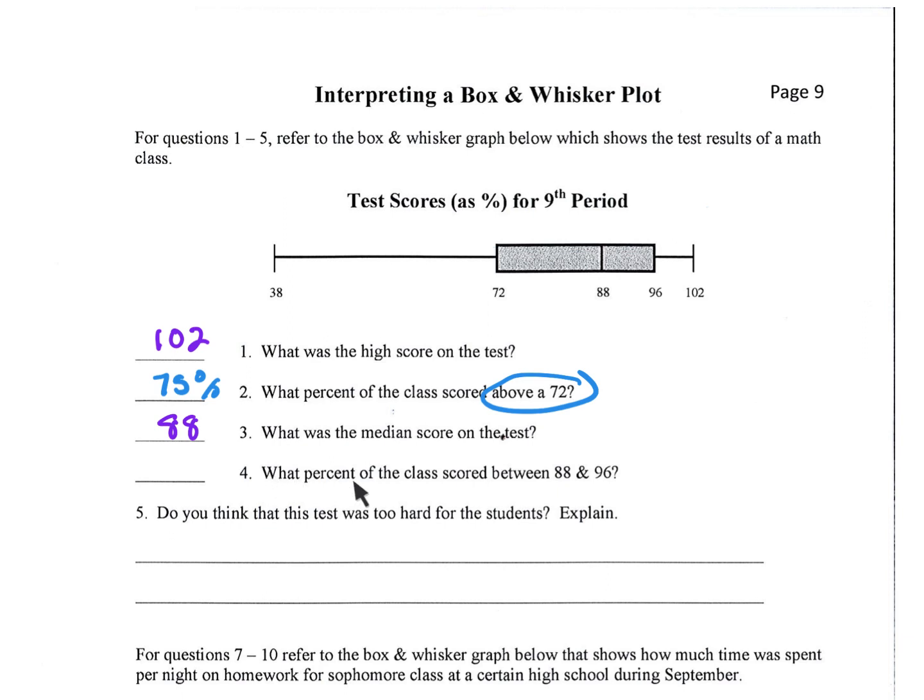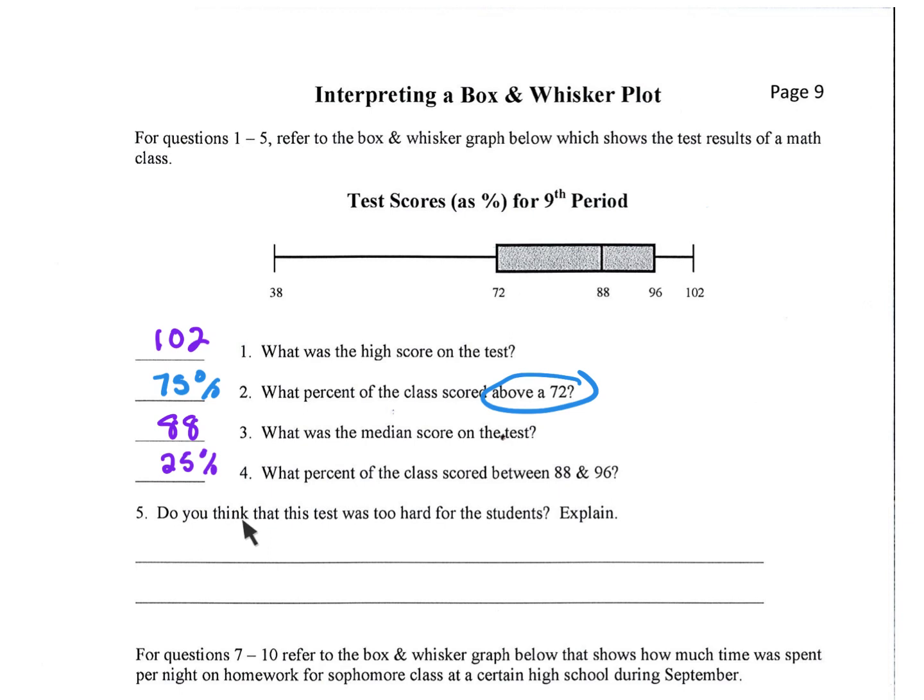Fourth question, what percent of the class scored between 88 and 96? So they ask percent again. And if you recall, each one of these sections is 25%. So that would be 25%.